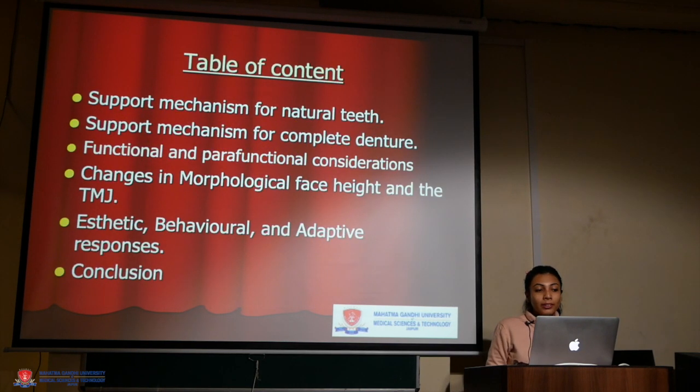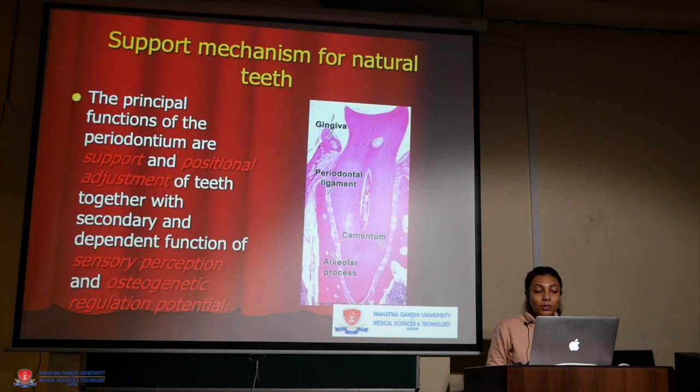So starting with the content: support mechanism for natural teeth, support mechanism for complete denture, functional and parafunctional considerations, changes in morphological face height and the TMJ, aesthetic behavior and adaptive responses, and conclusion. Starting with the introduction, support mechanism for natural teeth.